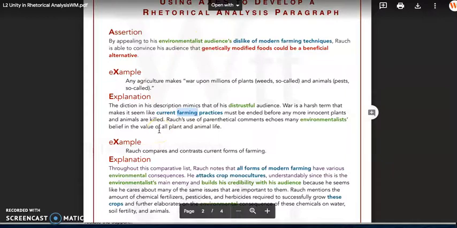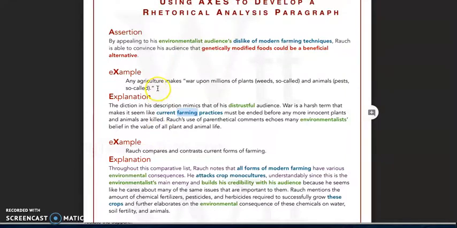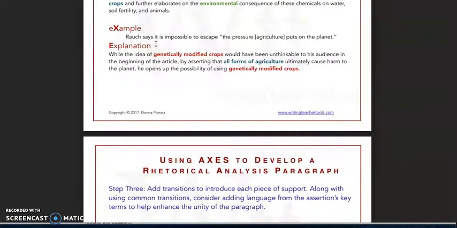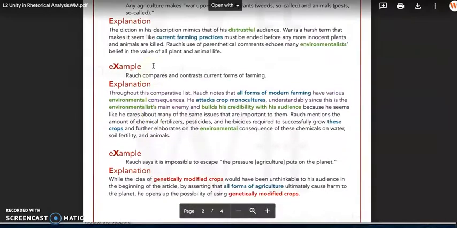A mistake people oftentimes make is they just restate their example. So they just say it again in different language. That's not doing the analysis part and the evaluation part. So we want to make sure that you don't just restate your examples, but you're explaining how it proves your assertion.